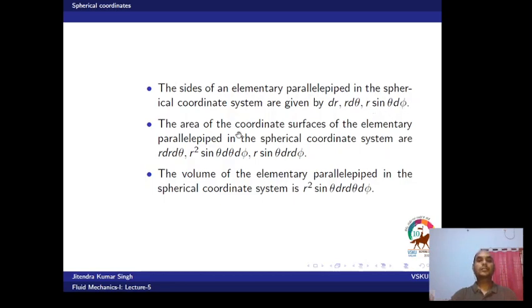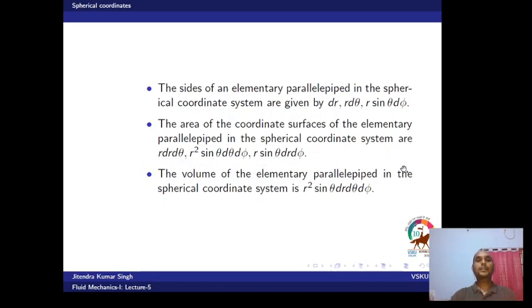Now the surface areas of the elementary parallelepiped in a spherical coordinate system are h1 h2 du1 du2, so r dr d theta; h2 h3 du2 du3, so h2 h3 is r square sin theta, du2 is d theta, and du3 is d phi; and h1 h3 du1 du3, so h1 h3 is r sin theta, du1 is dr, du3 is d phi. So surface areas are r dr d theta, r square sin theta d theta d phi, and r sin theta dr d phi.